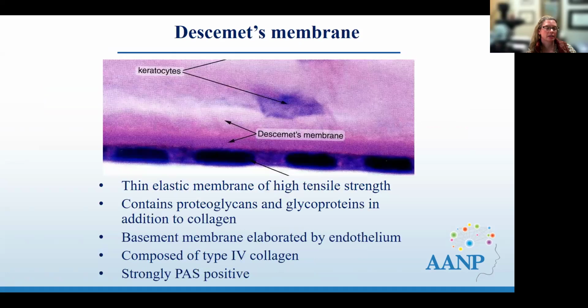which brings us down to Descemet's membrane. So this membrane has high tensile strength that's highly PAS positive, and underneath it are the attached endothelial cells. So it's thin, it's elastic, high tensile strength. It contains proteoglycans and glycoproteins. This basement membrane is elaborated by the endothelial cells, which will be important as we talk about Fuchs dystrophy. And so it's composed of type 4 collagen, and it's strongly PAS positive.